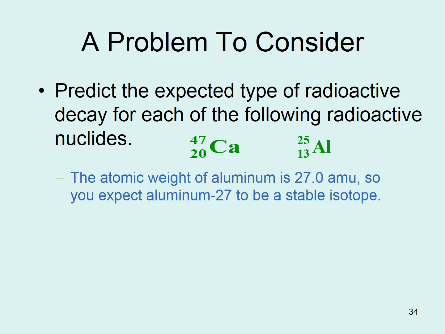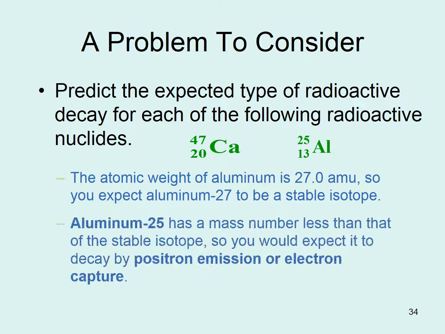For aluminum, the atomic weight is 27, so we expect aluminum-27 to be the most abundant and a stable isotope. Aluminum-25 has a mass less than that, so we would expect this to decay by positron emission or electron capture. Now, if something is greater than 83, I would just have you predict that it would go by alpha emission.